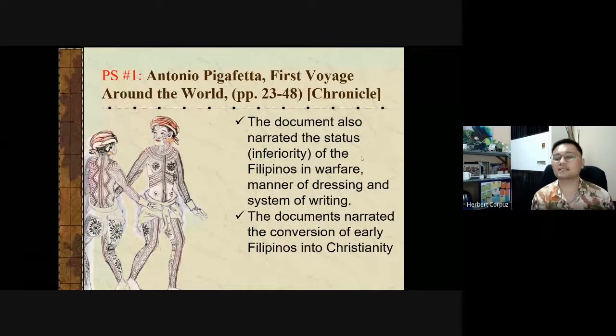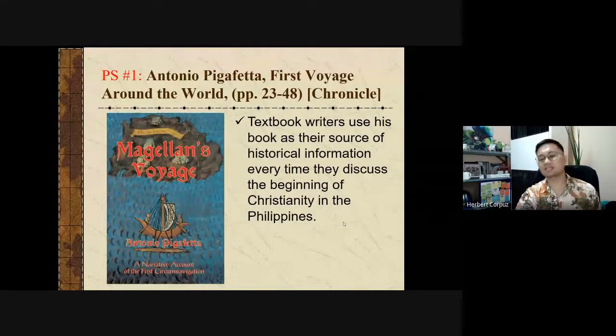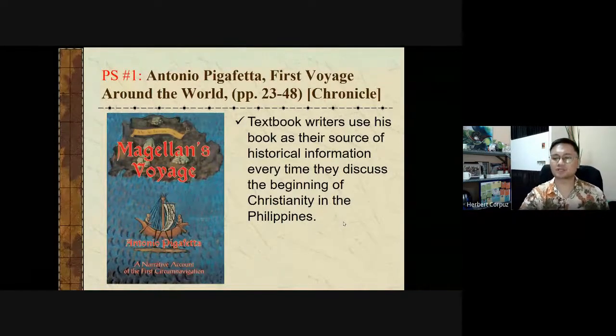Then the document narrated the conversion of early Filipinos into Christianity. Ito ata yung pinakamahalagang ambag ng chronicle ni Antonio Pigafetta because it's through this that we learn about our conversion into Christianity. Now, ang contemporary relevance niya is textbook writers use this book as their source of historical information every time they discuss the beginning of Christianity in the Philippines.